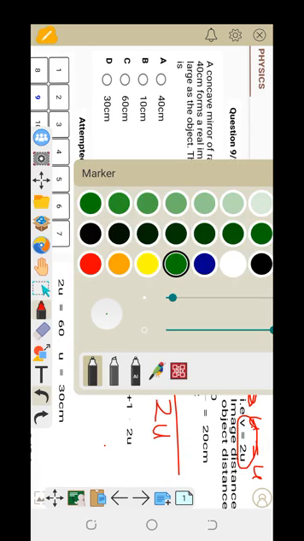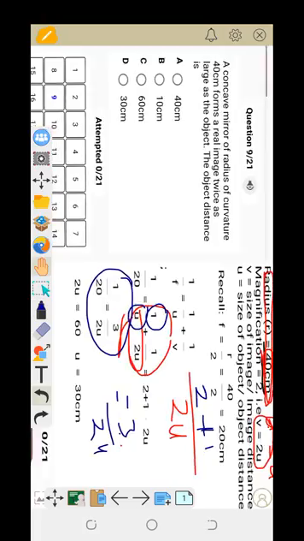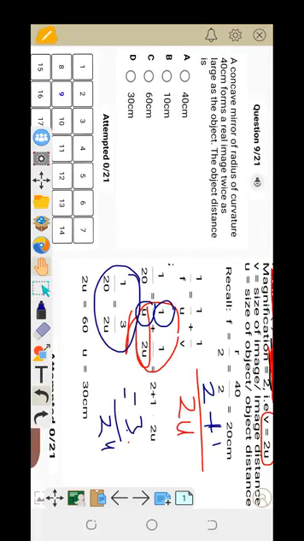2U divided by U gives us 2, and 2 times 1 is 2. 2U divided by 2U gives us 1, and 1 times 1 is 1. That becomes 3 over 2U. That's how they got to this place here. You get the point, right? So we have 3 over 2U.